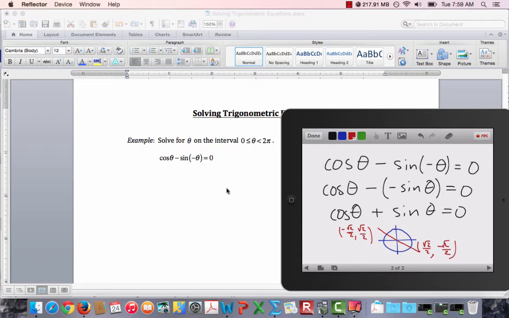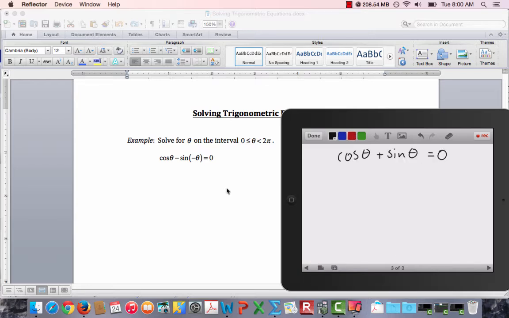So who are these angles? Well, in the second quadrant, the angle is 3 pi over 4, and in the fourth quadrant, the angle is 7 pi over 4. So we're expecting these to be our solutions for the theta values where the cosine and the sine would add together to give me 0.